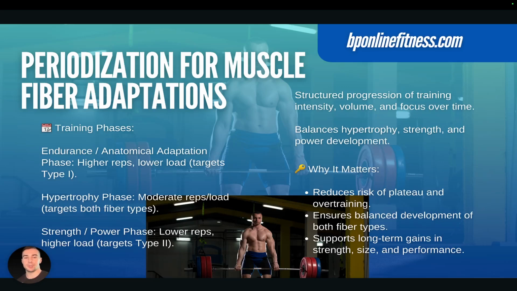It also ensures balanced development of both fiber types. Again, when we're focusing on doing different training methods, but also having that balanced approach, it's going to help with having more muscle fibers activate. This also supports long-term gains in strength, size, and performance because we're giving the body, of course, new stimuli, as I mentioned before.